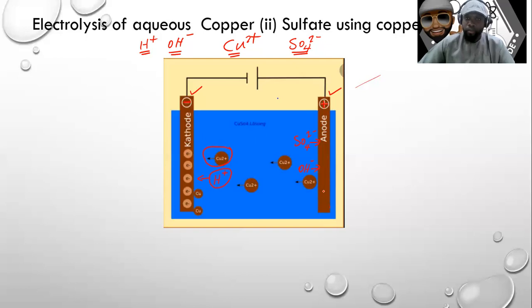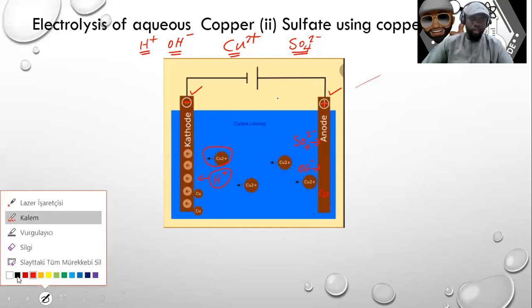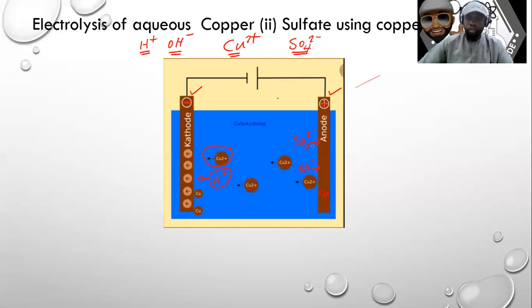So my copper atoms there, the millions of copper atoms that are present in this piece of metal, they will give up 2 electrons. What happens when an atom loses electrons? It turns into an ion. When an atom loses electrons, it turns into an ion.